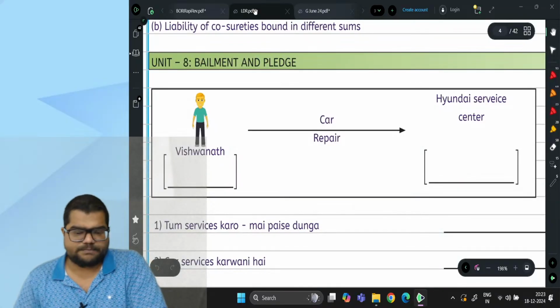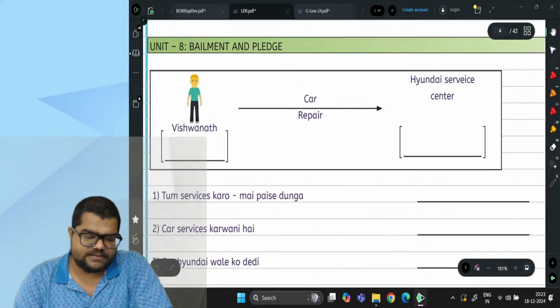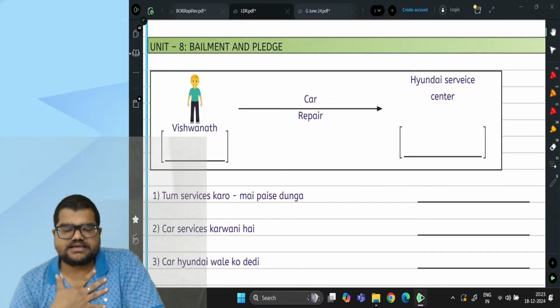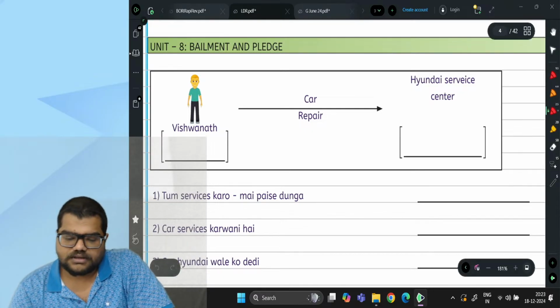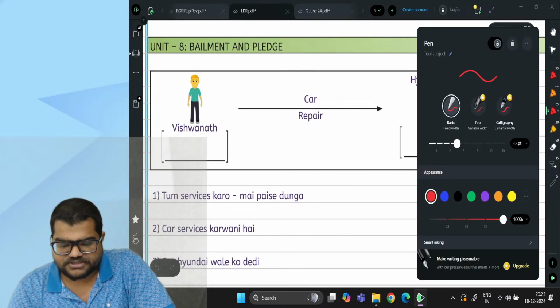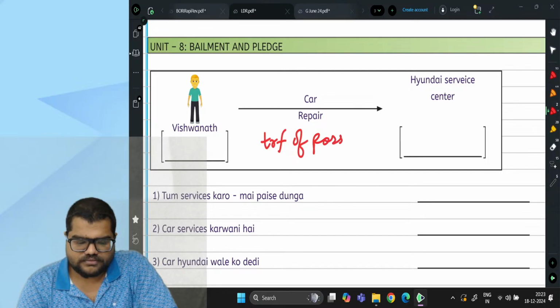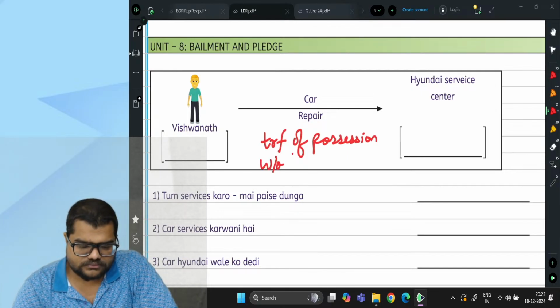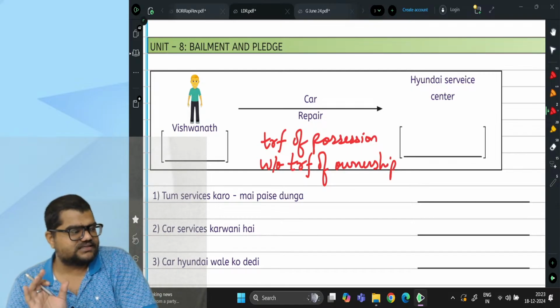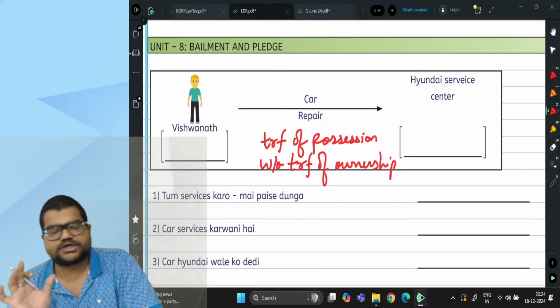Here we are. Bailment and pledge. See this diagram once. It is basically me giving my car for repairs. What we understand is, sir, we have something called transfer of possession without transfer of ownership. This is the simplest language to understand the contract of bailment. That's how possession is getting transferred and not the ownership.